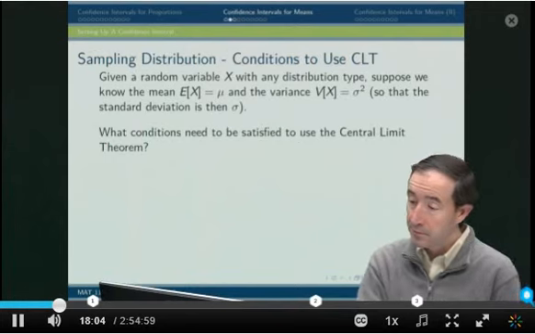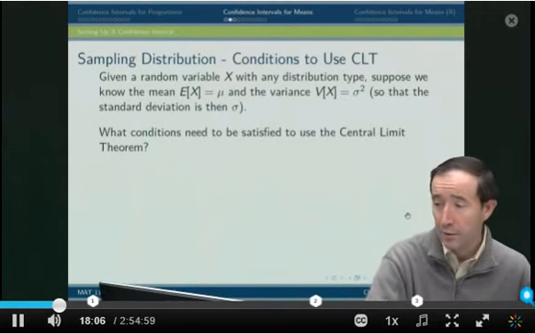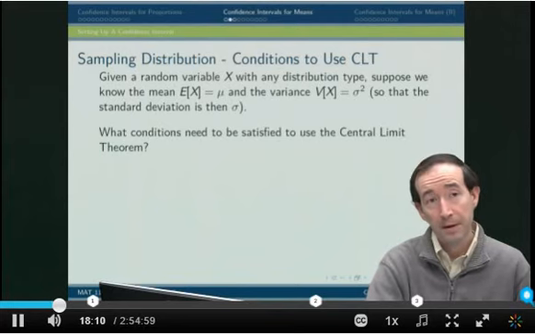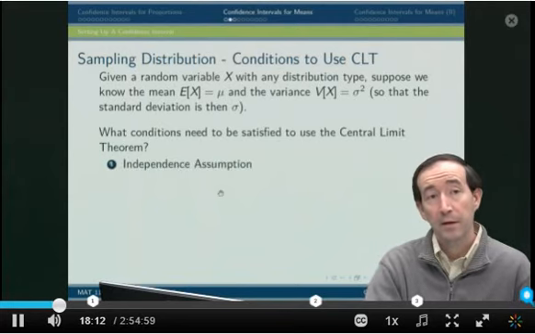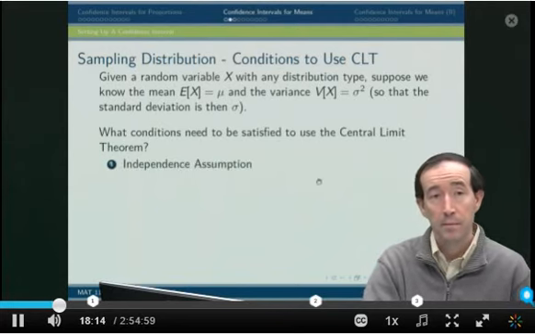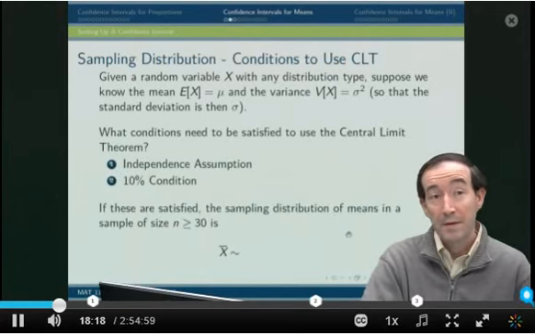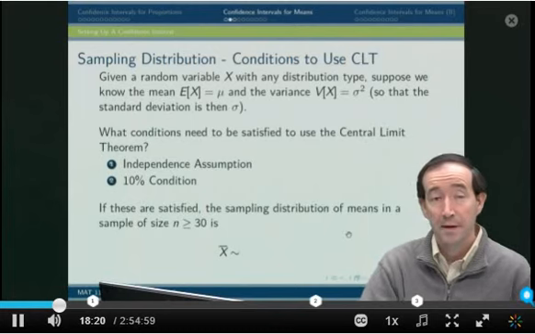We did a couple of examples. And when we do the confidence interval for means, we end up doing the same kind of thing. We have to check the independence assumption. We have to check the 10% condition. And that's basically it, as long as we have a large enough sample.